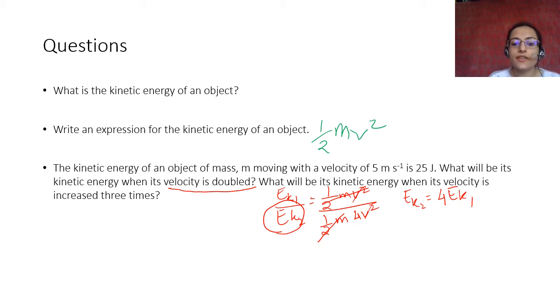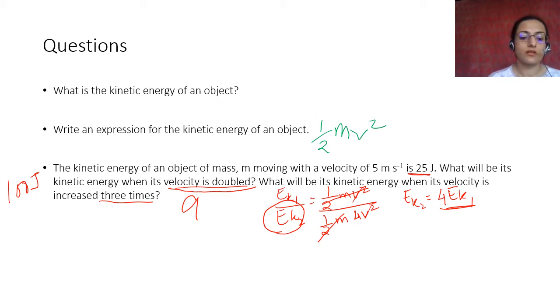What will be its kinetic energy when the velocity is increased 3 times? So you can calculate the answer, no? Because you have been given kinetic energy is 25 joule. When the velocity is doubled, it will become 100 joule. What will be the kinetic energy when its velocity is increased 3 times? It will become 9 times. Right? So 9 into 25 is 225. Okay. This will become the kinetic energy of an object when the velocity is increased 3 times.